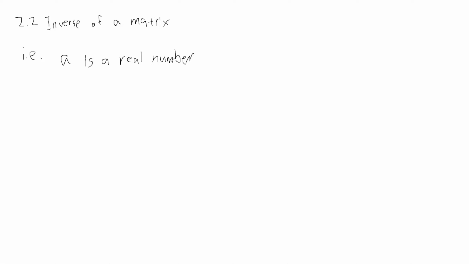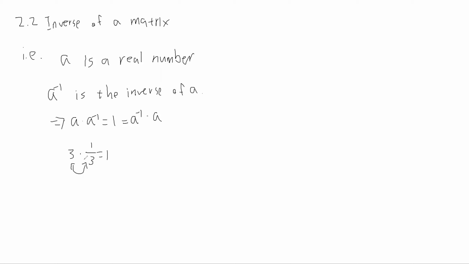All right, so A is a real number, and we know that A to the power of -1 is the inverse of A. That means when you multiply A times A inverse, you get the number 1, which is the same thing as taking A inverse multiplied by A. A quick example would be the number 3 multiplied by 1/3, that gives you 1. So these two numbers, 3 and 1/3, we say that they are inverses of each other. And that's the idea of inverse in terms of real numbers.